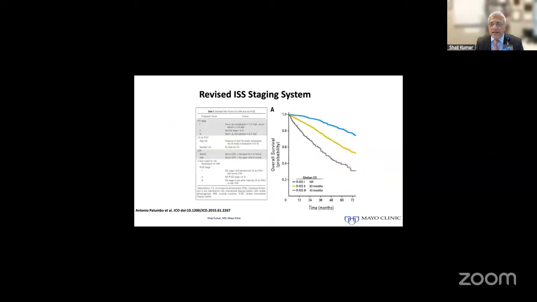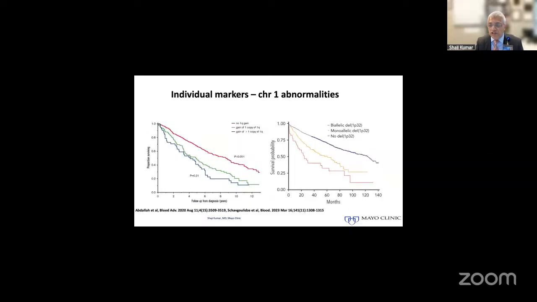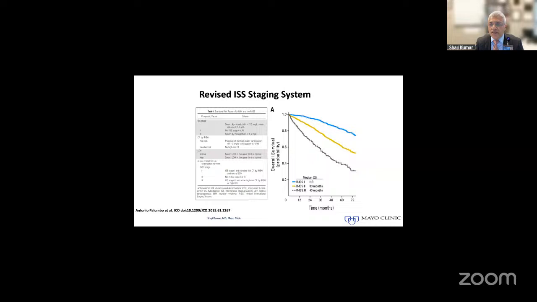So what it really tells us is that there are multiple genetic abnormalities, all of which have some impact, but the important thing to remember is these things do not always go individually, they often go in combinations, and that has played an important role in the recent definition of high-risk multiple myeloma. So the incorporation of genetics into the staging system started with the Revised ISS staging system back in 2015, when the presence of 17p deletion, t(14;16), or t(4;14) was added to the ISS staging system. Again, 3 groups with very different outcomes.